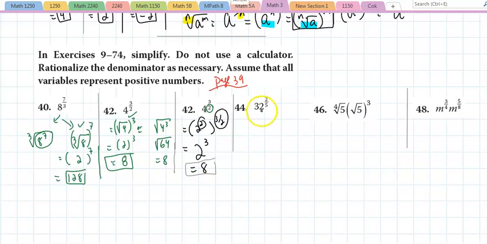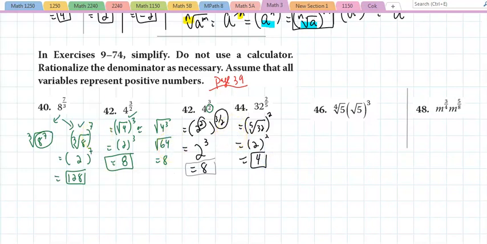And now that you've seen those, well, you know this is probably better off written as the 5th root of 32 squared. That is a 2 squared, and that is a 4. And let's look at the next problem.